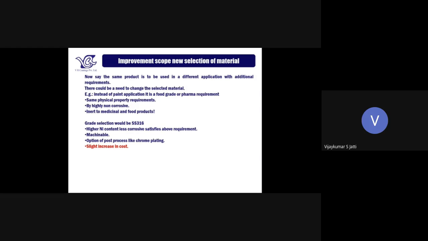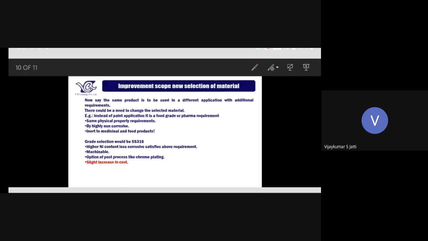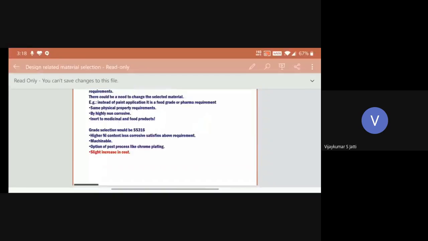Now, for this selection of material, it is important to know the properties of the material. We have selected two materials, say SS316 and 410. They have a small difference in their chemical properties.